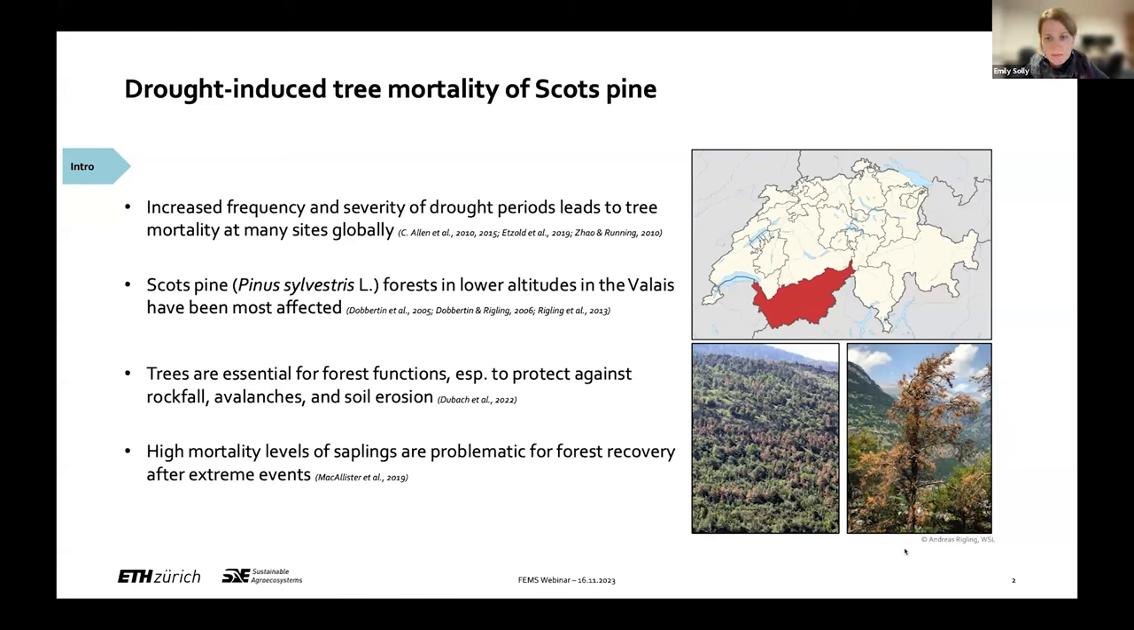Also, not only mature trees are dying, but also very young trees, which are developing in the forest, due to drought. And therefore, it is important to understand how young trees are also resistant to water limitation, to understand how forests can actually recover after extreme events of drought.